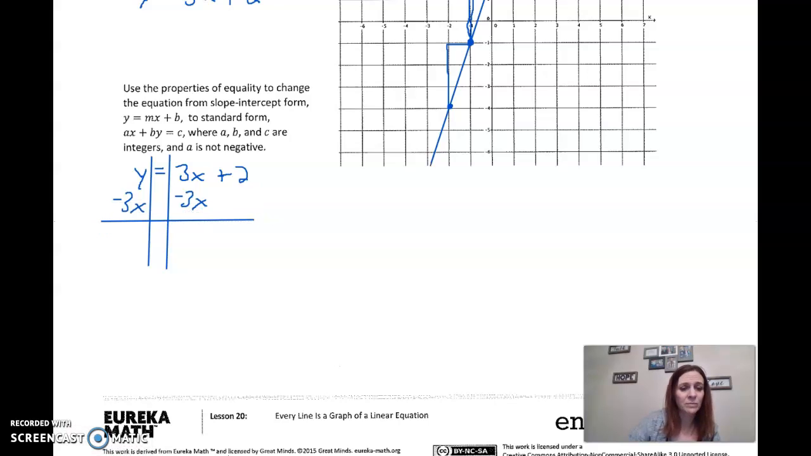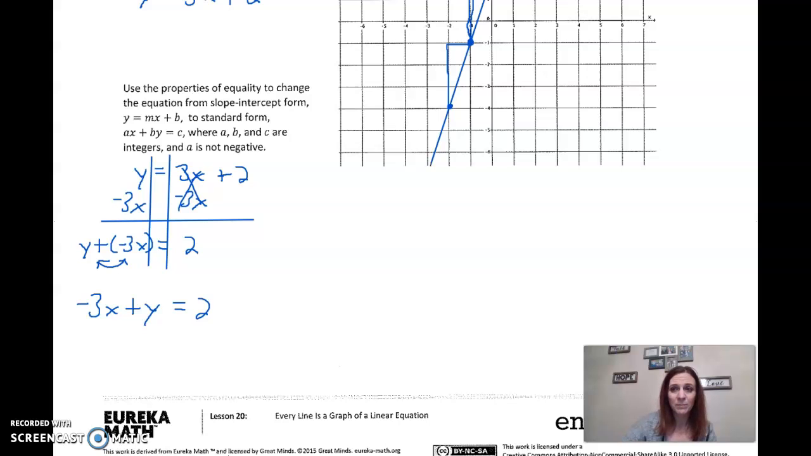Okay. These are not like terms. We can't put them together. So I'm going to say y plus a negative 3x. You could say y minus 3x equals, 3x's take away 3x's is gone, 2. Not standard form yet. You know, our commutative property says we can switch these around. So I'm going to change this order. And I'm going to write negative 3x plus y equals 2. And I'm really, really close to standard form.